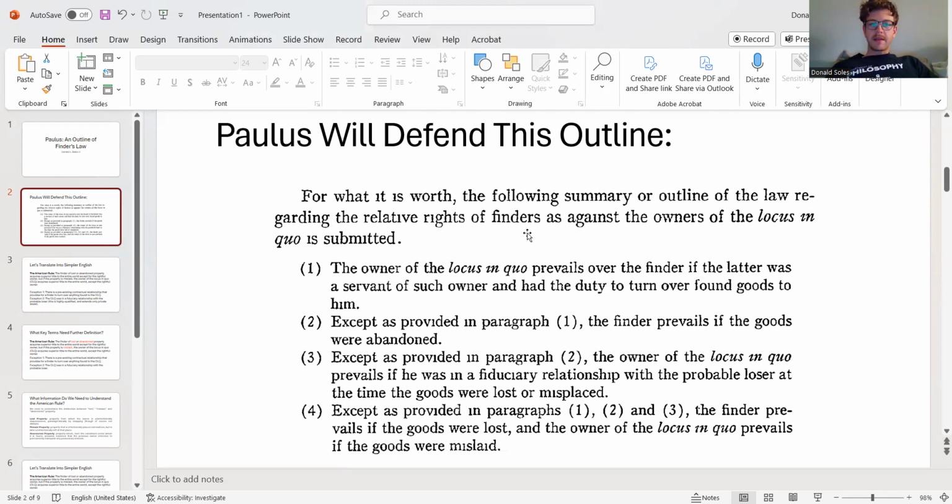Clause 3: Except as provided in paragraph 2, the owner of the locus in quo prevails if he was in a fiduciary relationship with the probable loser at the time the goods were lost or misplaced. And then clause 4: Except as provided in paragraphs 1, 2, and 3, the finder prevails if the goods were lost, and the owner of the locus in quo prevails if the goods were mislaid."